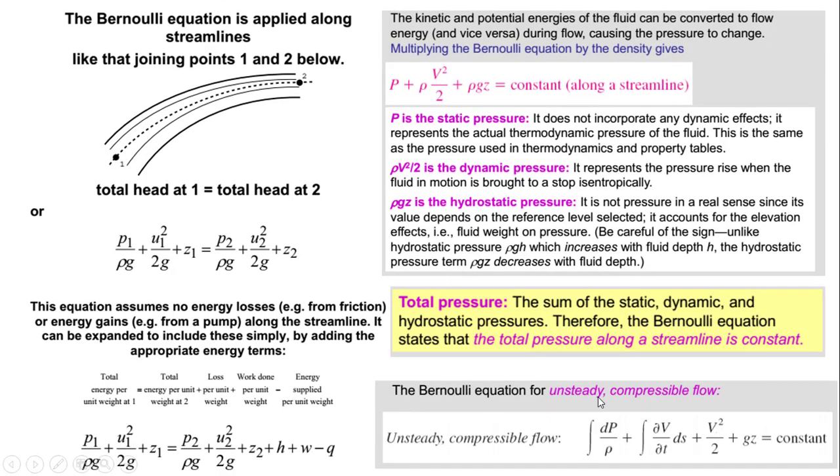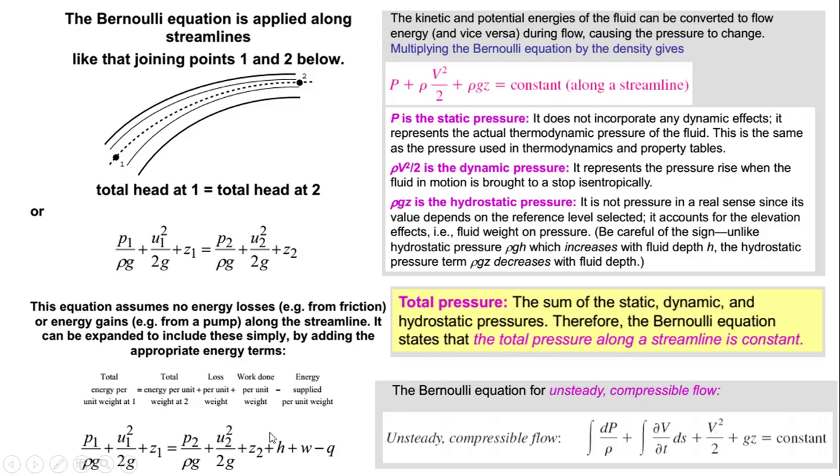Okay. So now, when we've got 2 points, we will know that the total head that we have here at 1 should be equal to the total head that we have at 2. So for us to find the total head, we have to use the Bernoulli equation, which is this one at point 1 should be equal to this Bernoulli equation at point 2.